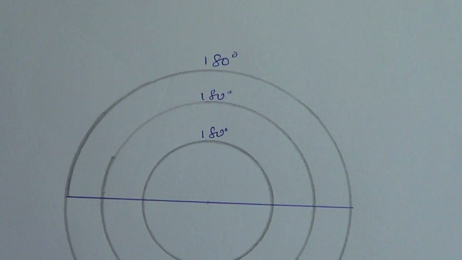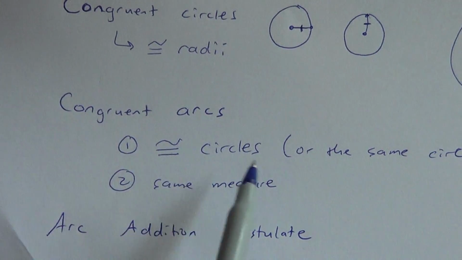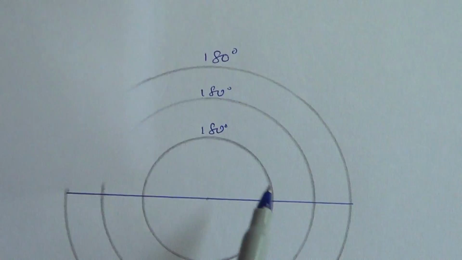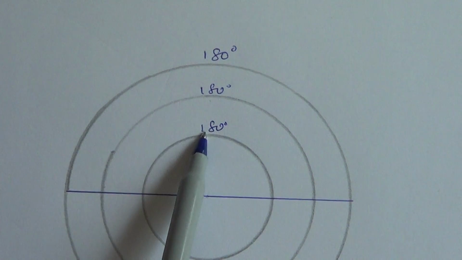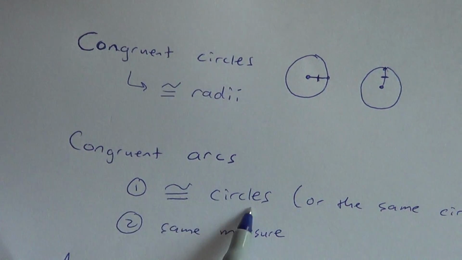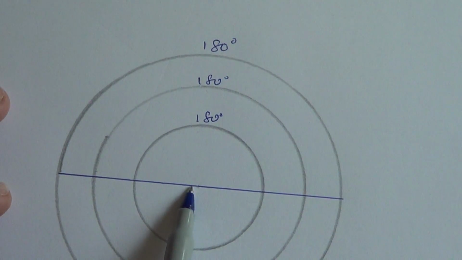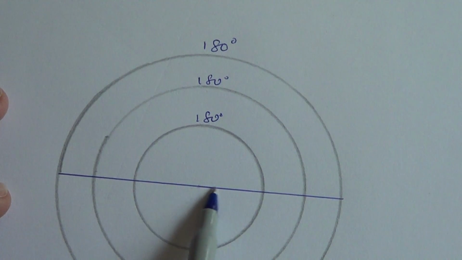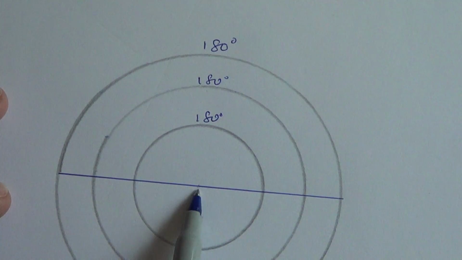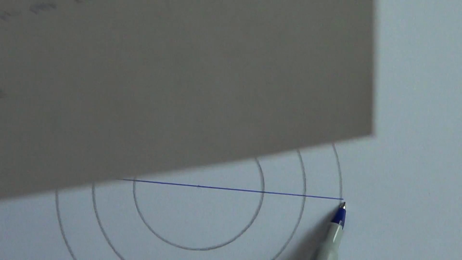Remember, what was our definition for congruent arcs? Let's look back at it. Congruent arcs: congruent circles or the same circle, and they have to have the same measure. Do all these have the same measure? 180, 180, 180. Yes, obviously they all have the same measure. Are they in congruent circles? Well, how do we check for congruent circles? They have to have congruent radii. Is this radius right here equal to that radius? No, obviously not. What about this one compared to that one? No, obviously not. Okay, so they're not congruent circles.